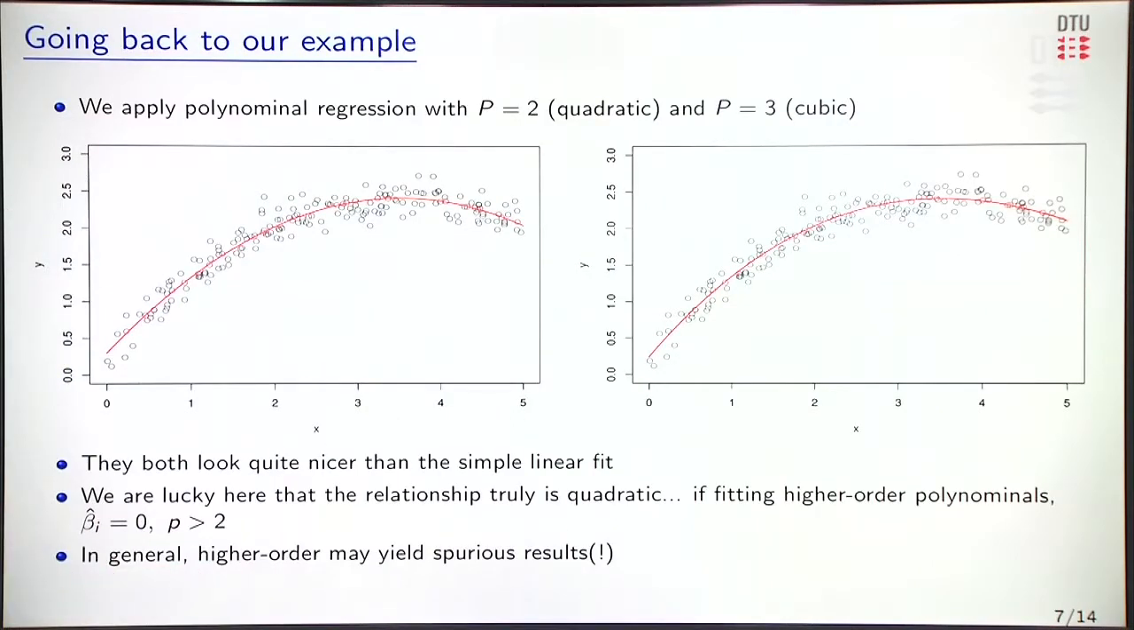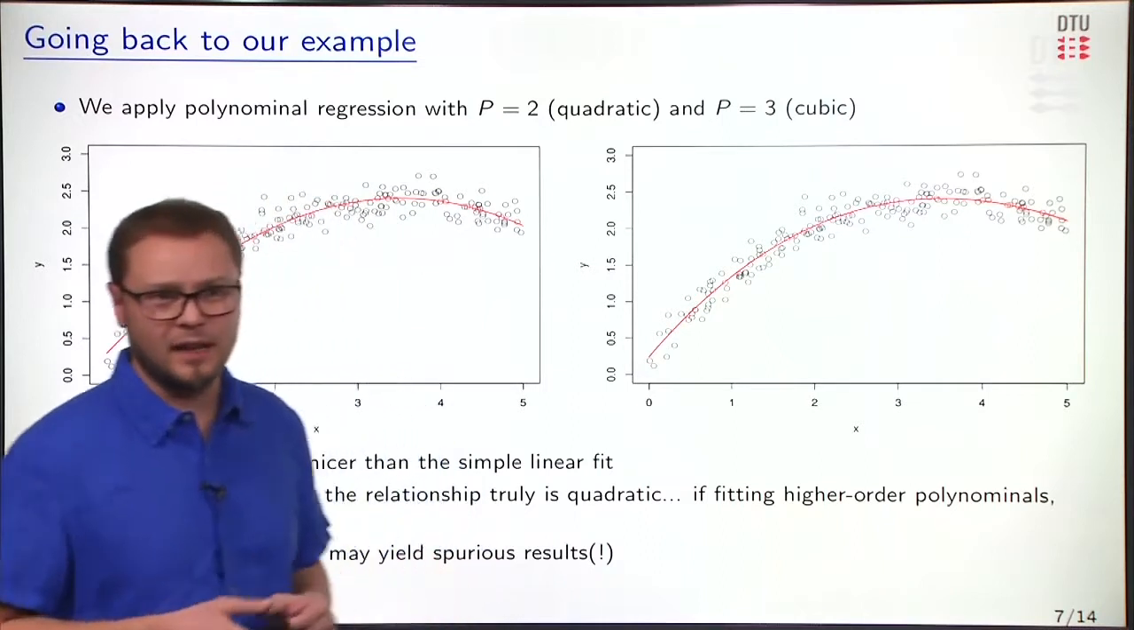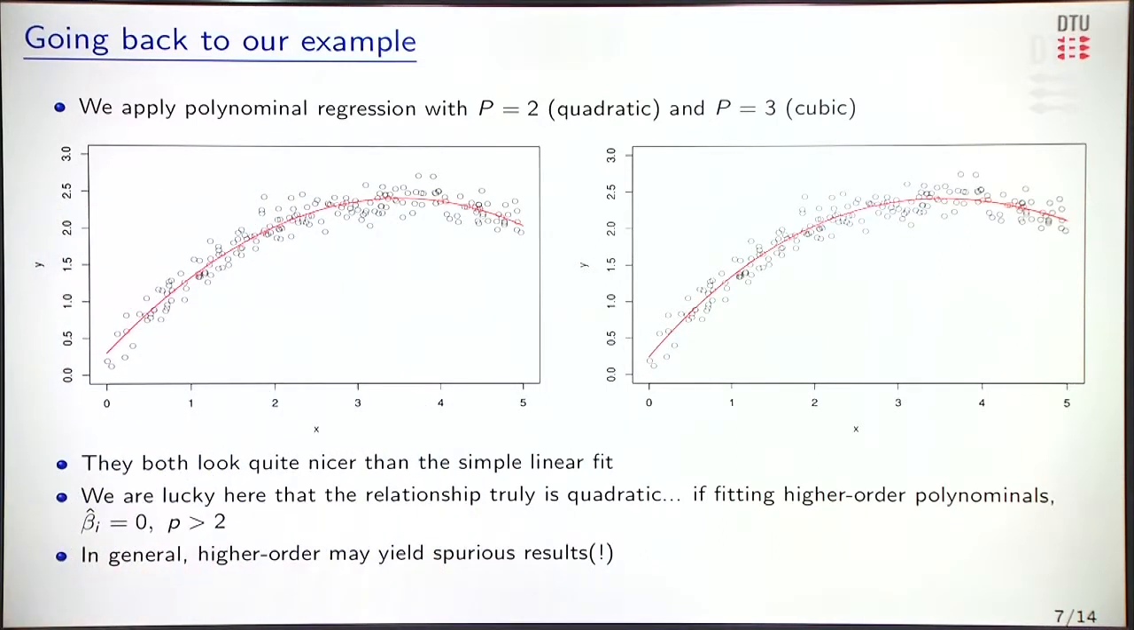Let's now apply this idea to our example. We are going to choose to apply polynomial regression with p equal 2, so that's quadratic regression, and then p equals 3, that's cubic regression. On the left side, the red line is the solution we obtain after estimating the model parameters with quadratic regression. On the right side, this is the solution we obtain when estimating the parameters for cubic regression. In both cases, they look quite nicer than the linear fit. I think we can agree on that.